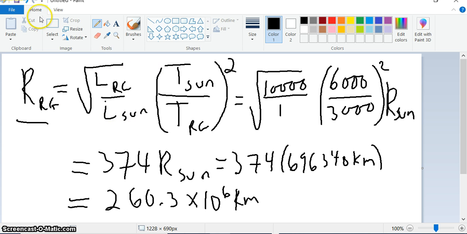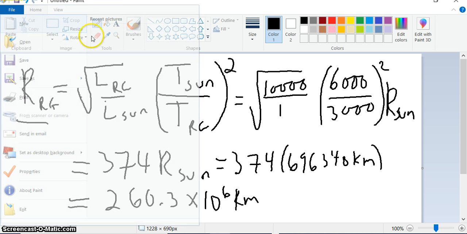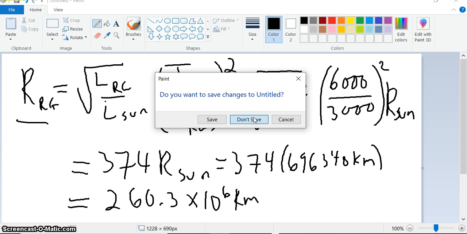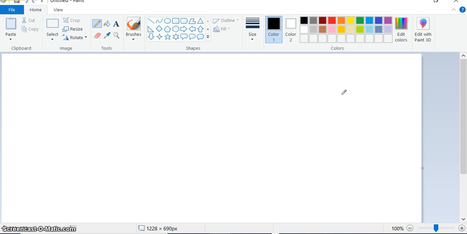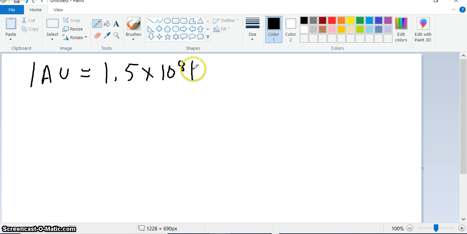I wrote it like that to remind you of the distance between the Earth and the sun. The average distance between the Earth and the sun is 1 astronomical unit, so 1 AU. We actually know that value. It is 1.5 times 10 to the 11th meters, but we're doing this in kilometers, so it's times 10 to the 8th kilometers. That's the distance between the Earth and the sun.